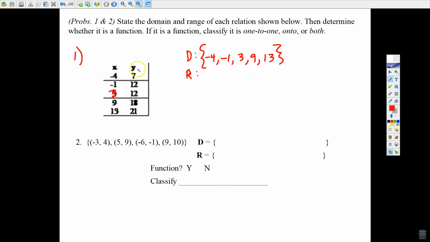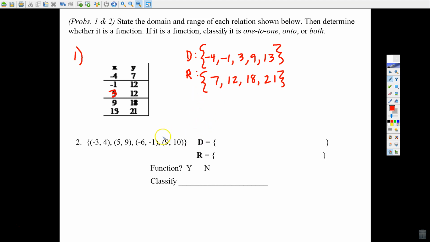The range is what we associate with the y-coordinates. So we'll make a list: 7, 12, 18, 21. Notice for repeats, there's no need to list them twice.